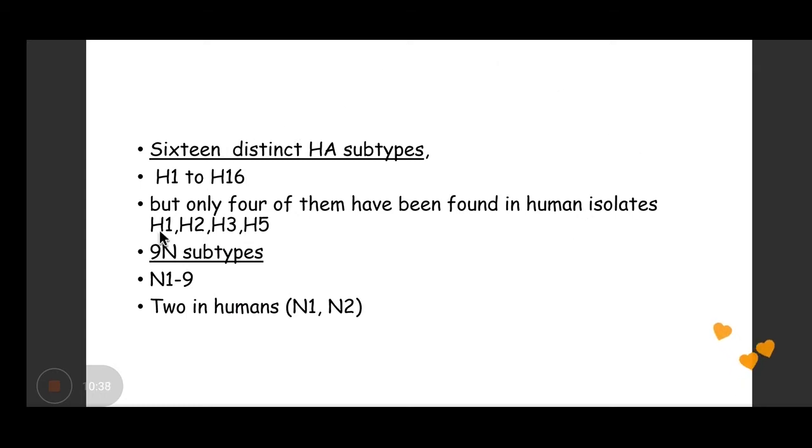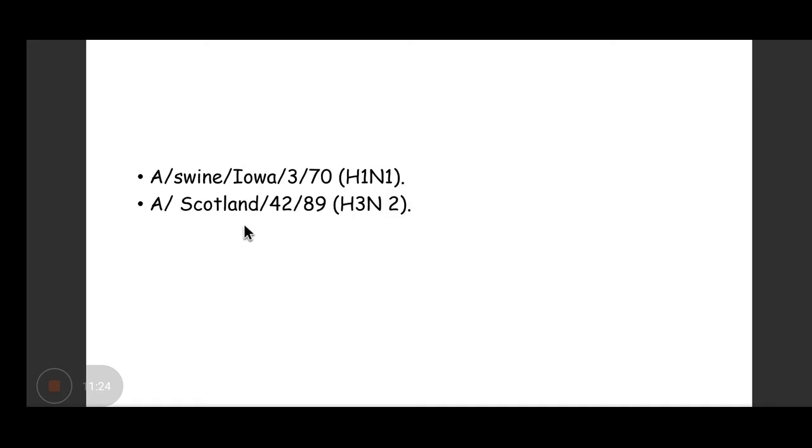So in human influenza viruses, 4 types of hemagglutinin are found: H1, H2, H3, and H5. And in human, only 2 types of neuraminidase are found: N1 and N2. So in human influenza viruses causing human infection, 4 types of hemagglutinin and 2 types of neuraminidase are present: N1, N2, H1, H2, H3, H5. Otherwise, there are up to 16 hemagglutinins and up to 9 neuraminidases, which cause infection in other animals, birds, and swine, etc. This was the nomenclature structure of the influenza virus we talked about earlier.